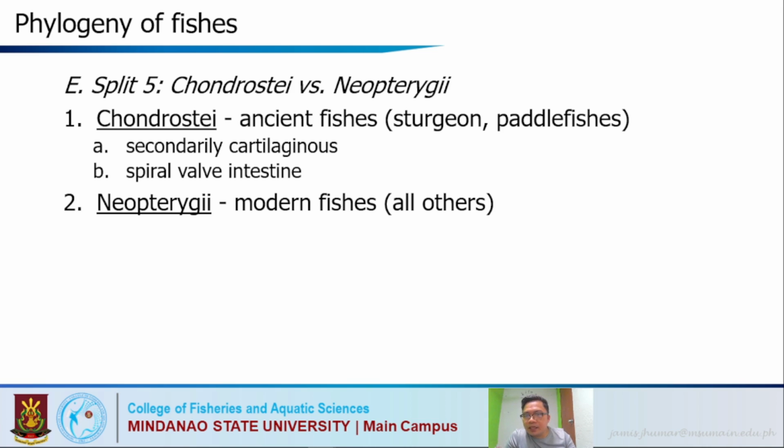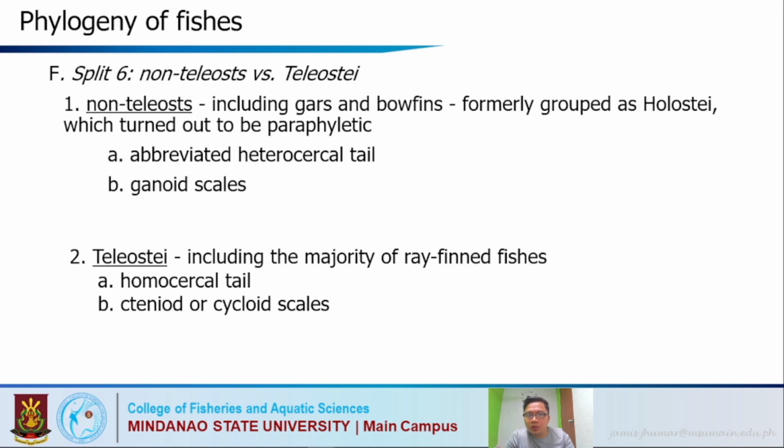And then kapag hindi naman siya nag-fall sa first classification, they have to be split into further classification. Neopterygii can be split into two: non-teleost and teleost organisms. So non-teleost are basically a group of organisms having abbreviated heterocercal tail and ganoid scales. Okay, and then teleost can either be homocercal tail and can either have ctenoid or cycloid scales.